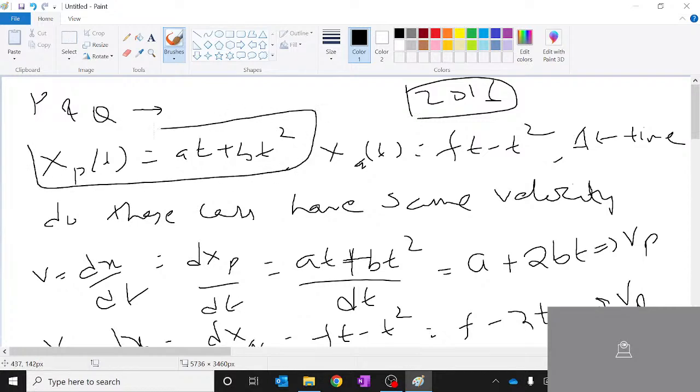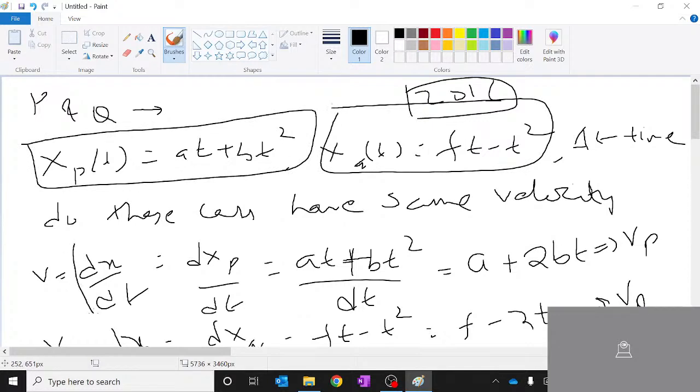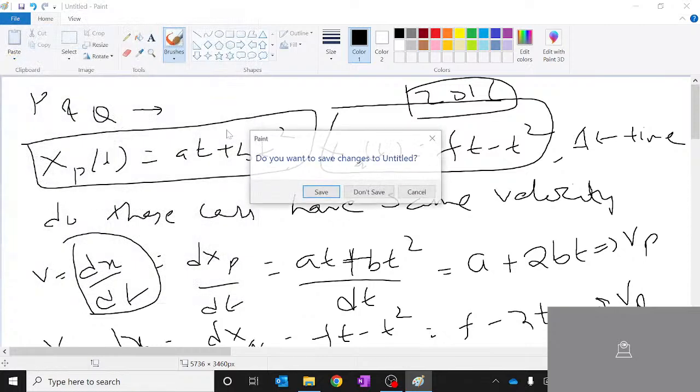x is given as a function of time. Here also x is given as a function of time. We are supposed to find out the velocity. Velocity is nothing but dx by dt. Clear? Got it? Understood the idea. Now similarly, let's take one more example and let's forward it further.